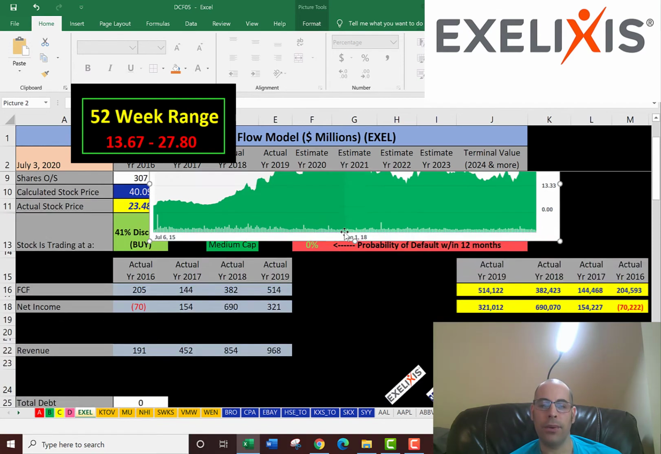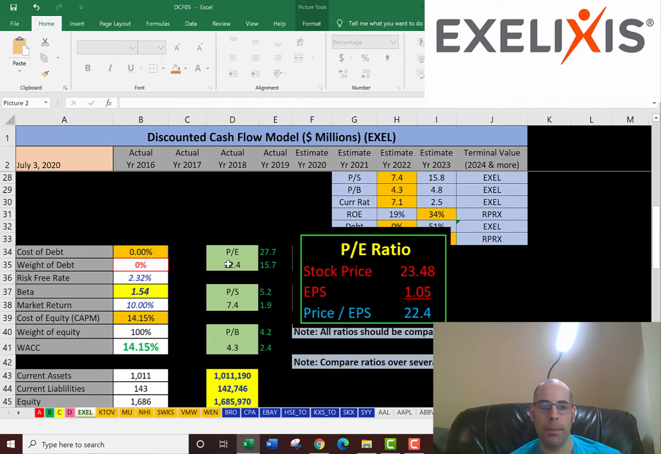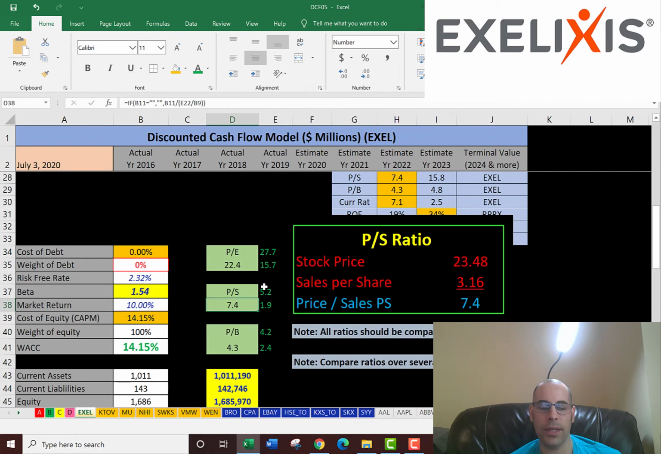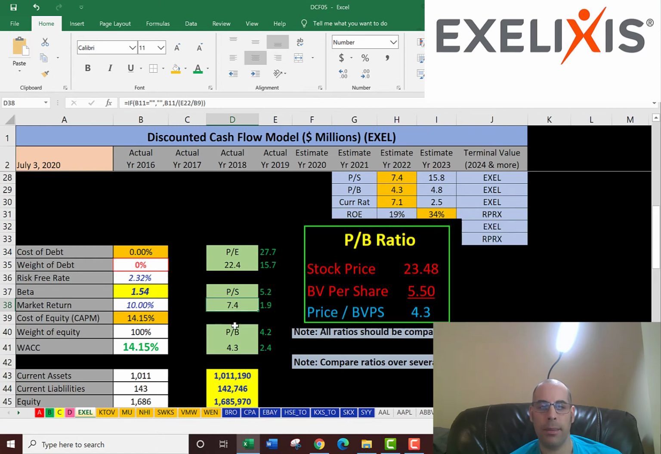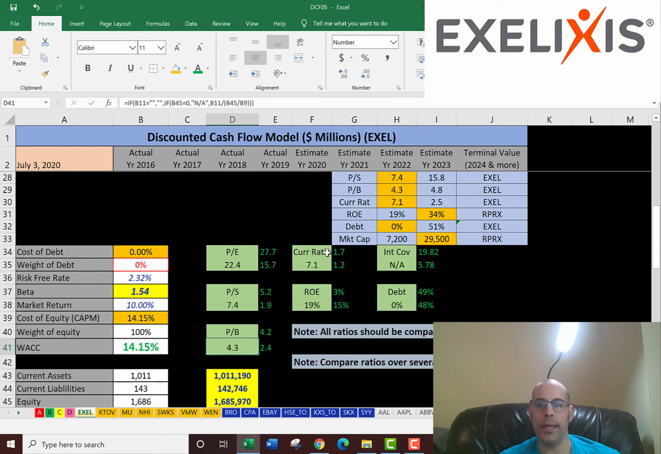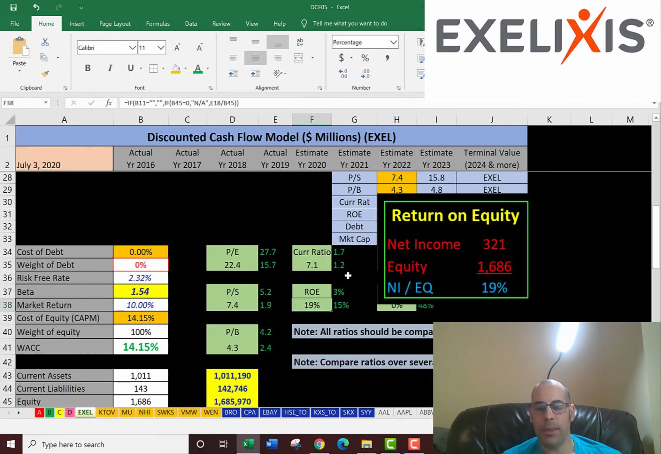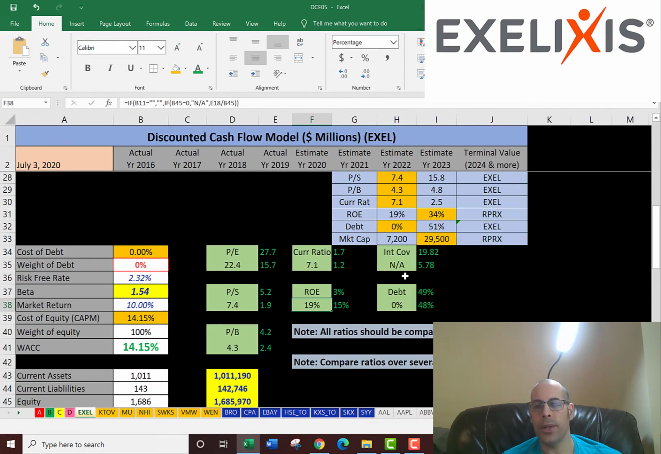Let's look at their financial ratios to get more information on the company. The PE is 22. That's a little higher than what I like. That's price of stock over earnings per share. They also have a high price to sales ratio of 7.4. That's price of stock over sales per share. Their price to book is 4.3. That's price of stock over book value per share. That's a little high, but not too bad. They have a really high current ratio, so they're not using their current assets efficiently. A decent ROE, 19%. I like to see around 20-25%. No debt, so there's no interest coverage ratio.